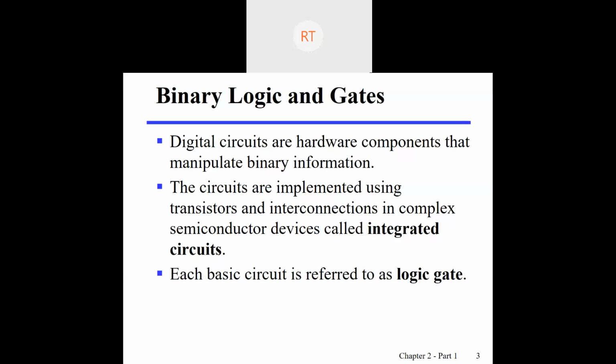Okay, so the digital circuits, they are hardware components that help you manipulate the binary information. When I say manipulate, it means you can do AND, OR, and NOT for them. The circuits are implemented using transistors and interconnections in complex semiconductor devices that are called IC or integrated circuits. Each basic circuit is referred to as a logic gate.